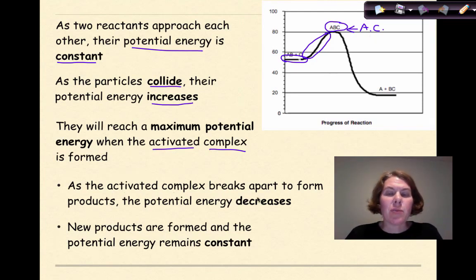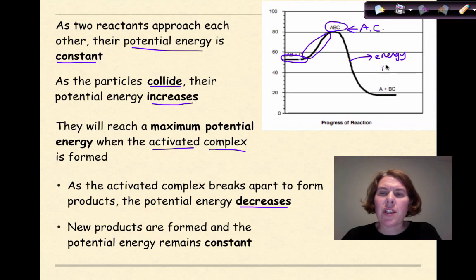As the activated complex breaks apart to form products, the potential energy will decrease. We can see that downward slope right here as energy is being released. So that's what's happening right here as we go on and form the products. As we can see in this final bullet, new products are formed and the potential energy remains constant. Again, we see that constant potential energy right here at the end where we have the products.